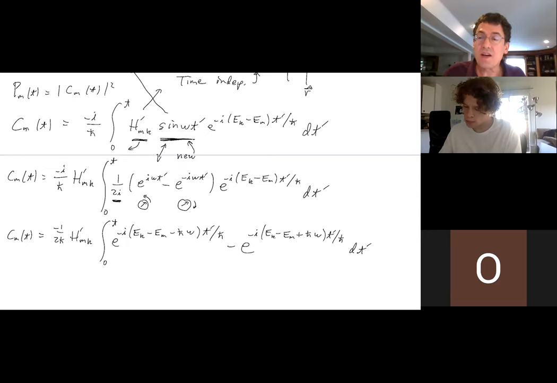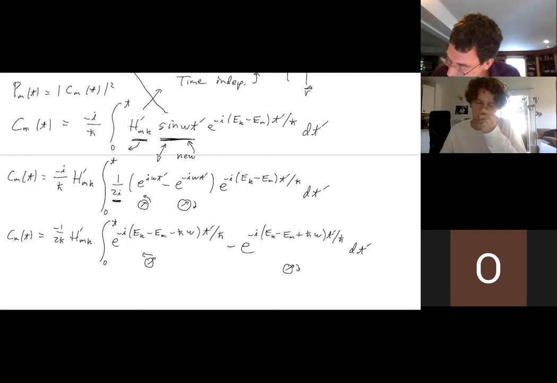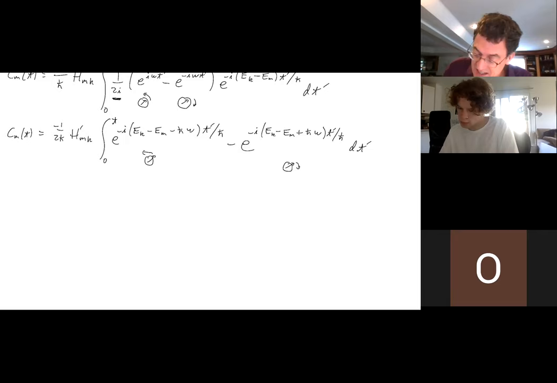Okay, so you see how the integral has broken up into two parts. In one part, I think of the perturbation as a phasor going clockwise, and in the other part, the phasor is going counterclockwise. It's these two parts. One's going clockwise and one is going counterclockwise. I might get those directions mixed up, but it's one or the other. So that's the amplitude to be in the nth state.